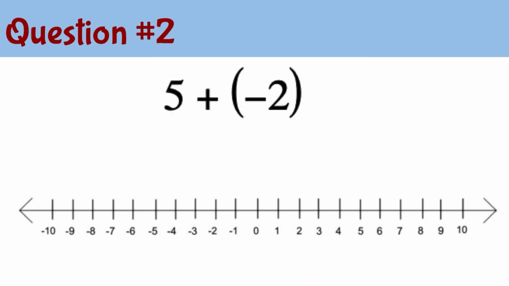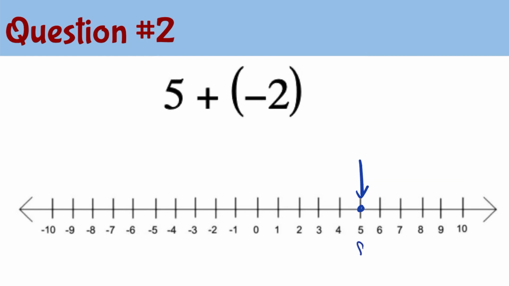Question number 2. 5 plus negative 2. Where is our starting point? The starting point is the first number 5. So this is where we will begin. So 5 is the starting point. And from the positive 5, are we moving left or moving to the right? Moving to the left. How many units? 2 units because we have minus 2. So we have 1, 2. That means the final answer here is 3.